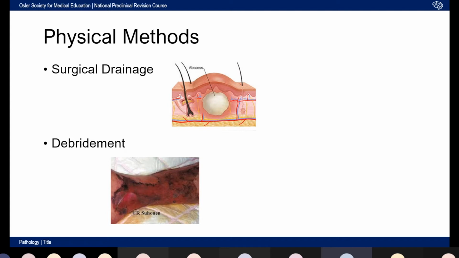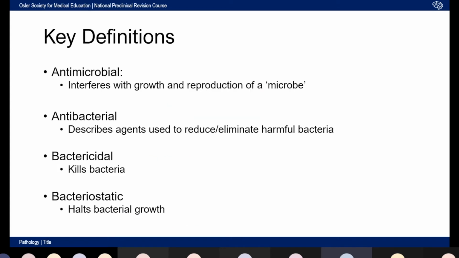And then on to antibiotics. Oh no, sorry, some key definitions first. Antimicrobial interferes with growth and reproduction of a microbe. Antibacterials are things that harm bacteria. So all antibacterials are antimicrobials. And then there are 2 important types of antibacterials. Bactericidal kills the bacteria, whereas bacteriostatic just halts the growth of the bacteria.